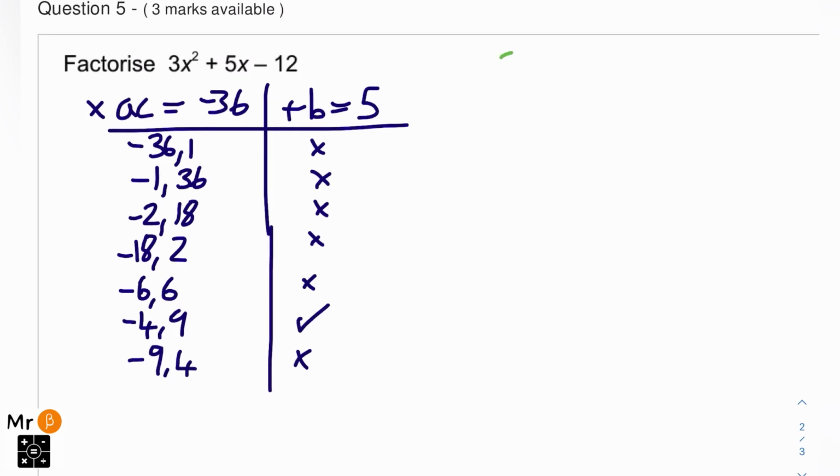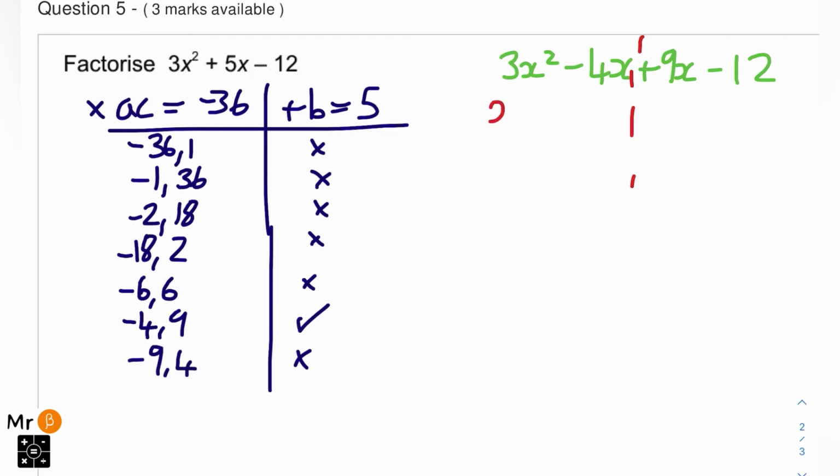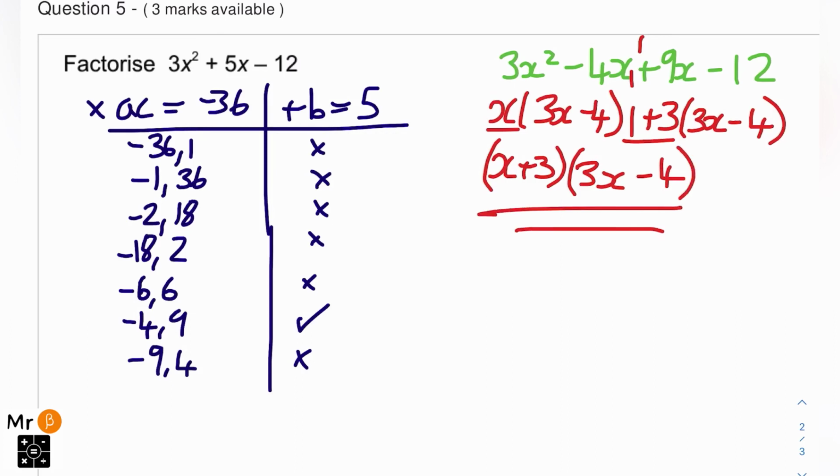So now we need to rewrite our quadratic using our two numbers we've just found. So 4x plus 9x minus 12. Split our quadratic down the middle. Factorise each side separately. Just double check your brackets match. And we put together our x plus 3. And that's all times by this 3x minus 4. Again, it's only asked you to factorise, so you have finished the question there.